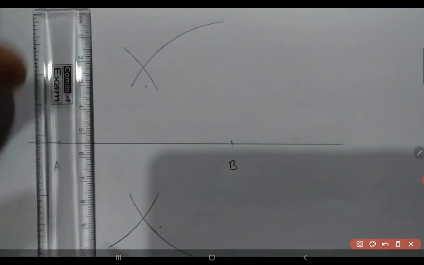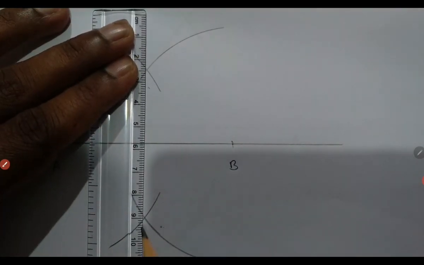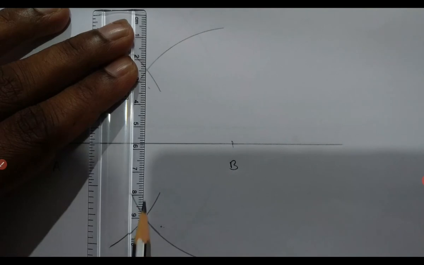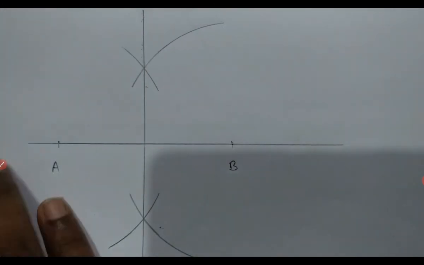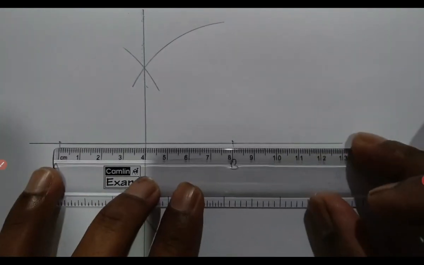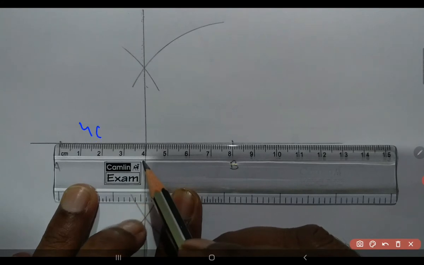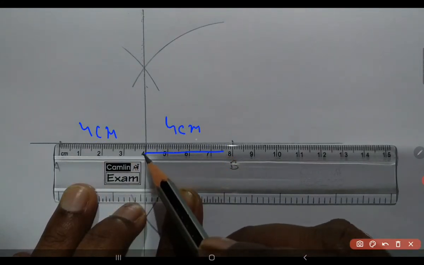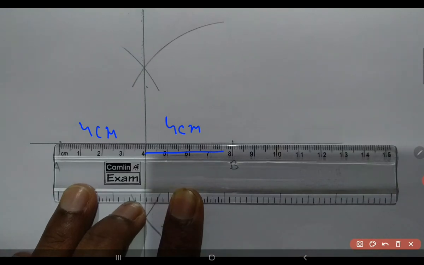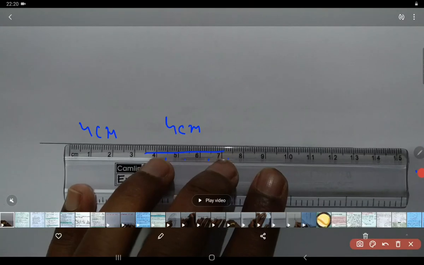Now these 2 points need to be joined with the help of a ruler. I'm trying to join them with the help of a ruler. You can draw a line of any length. The main thing here is this line should divide the line segment into 2 equal halves. Here you can see the first half is 4 centimeter. The second half from here to here is also 4 centimeter, because from 4 to 8 is 4 centimeter: 1 2 3 4. So I hope you have understood till here.